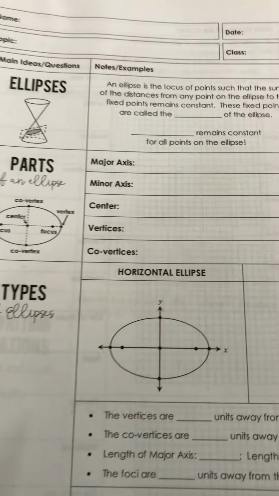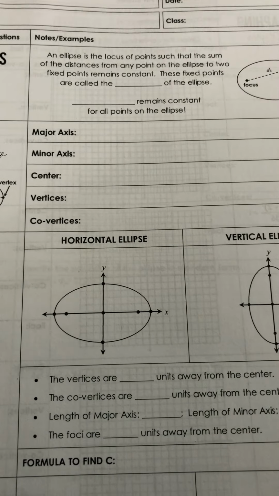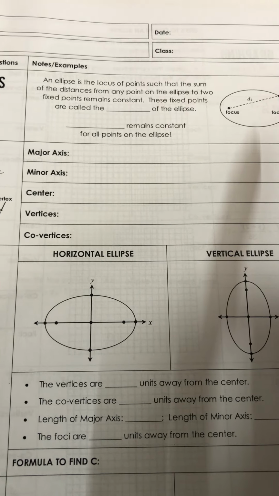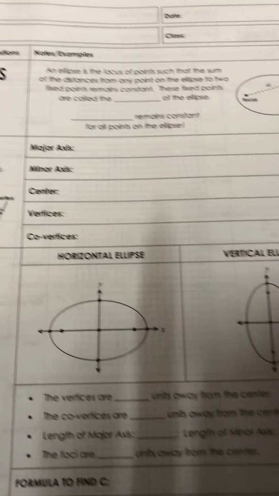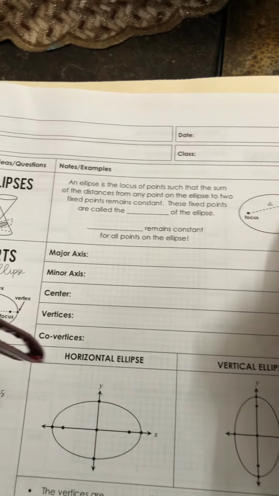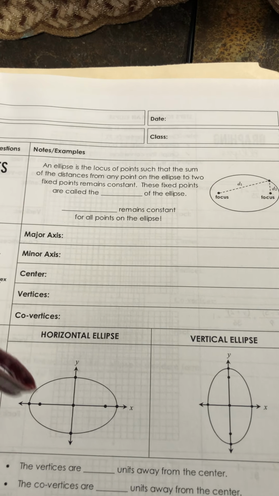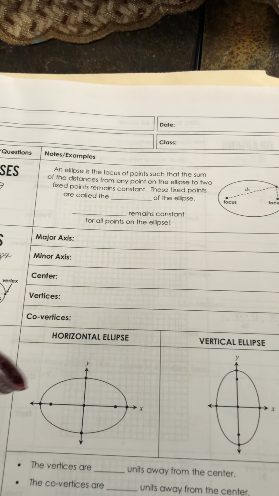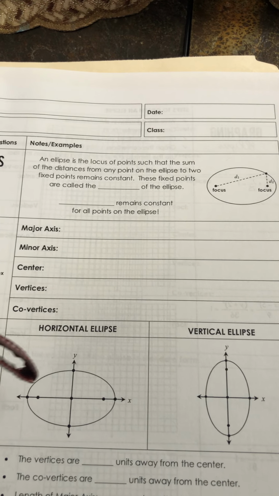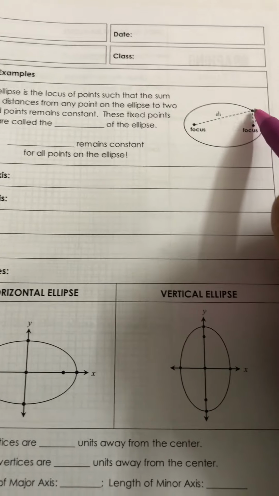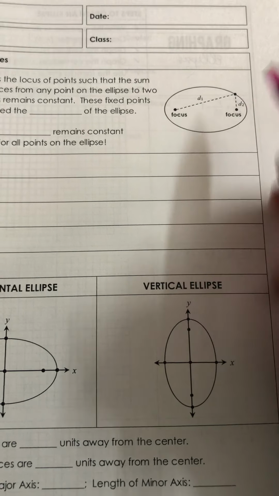Our today's topic is ellipses, one of the conic sections. An ellipse is the locus of points such that the sum of the distances from any point on the ellipse to two fixed points remains constant. A circle, as a conic section, is the locus of points equidistant from the circumference to the center. But for an ellipse, it is the sum of the distances from any point.